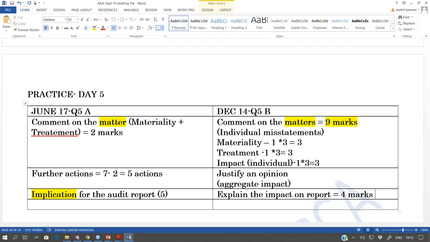So you have 15 minutes of a break, but I will prefer that within the break, you also read through the June 17 question 5A and December 14 question 5B. So after the break, I can spend equal time on both the questions and can guide you upon how to write an answer.